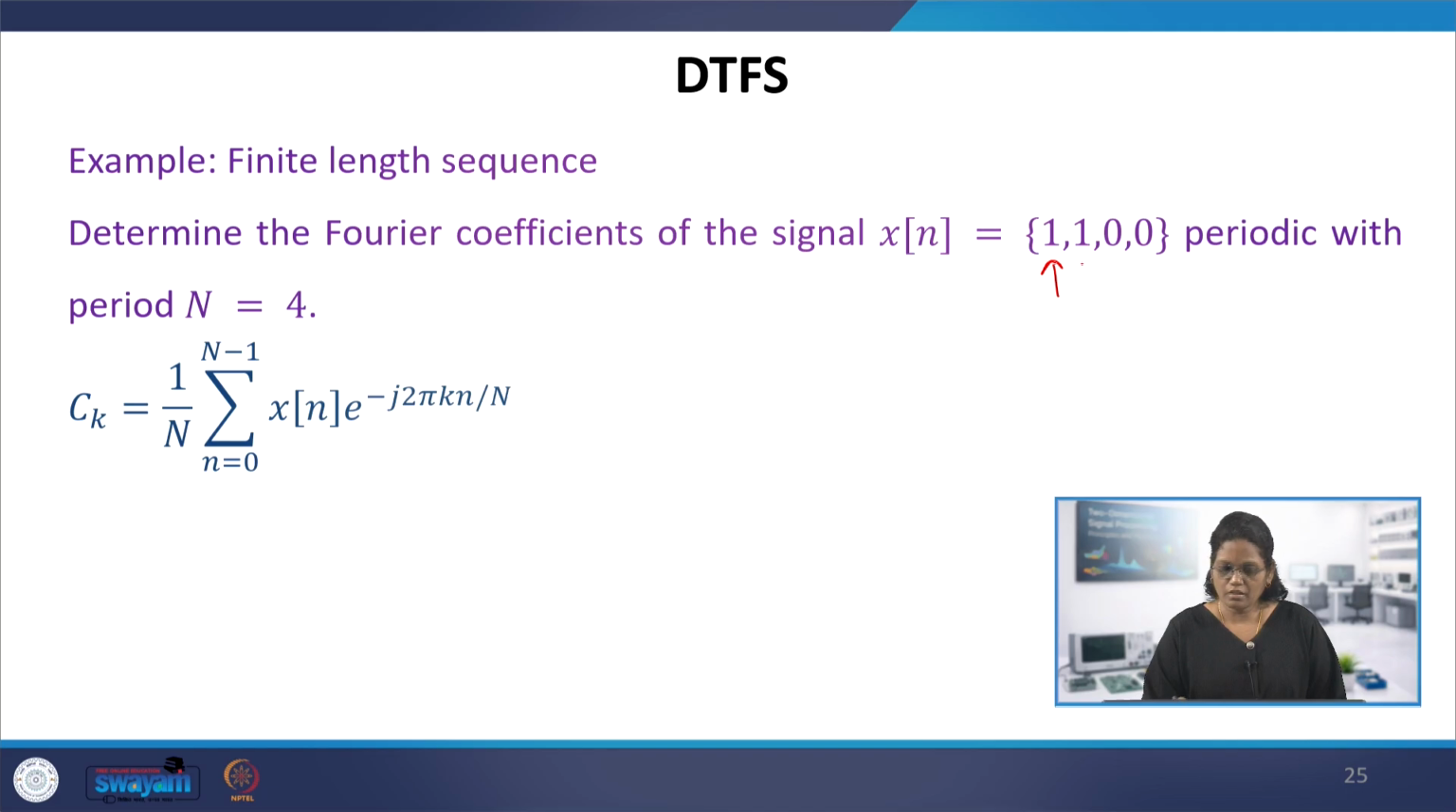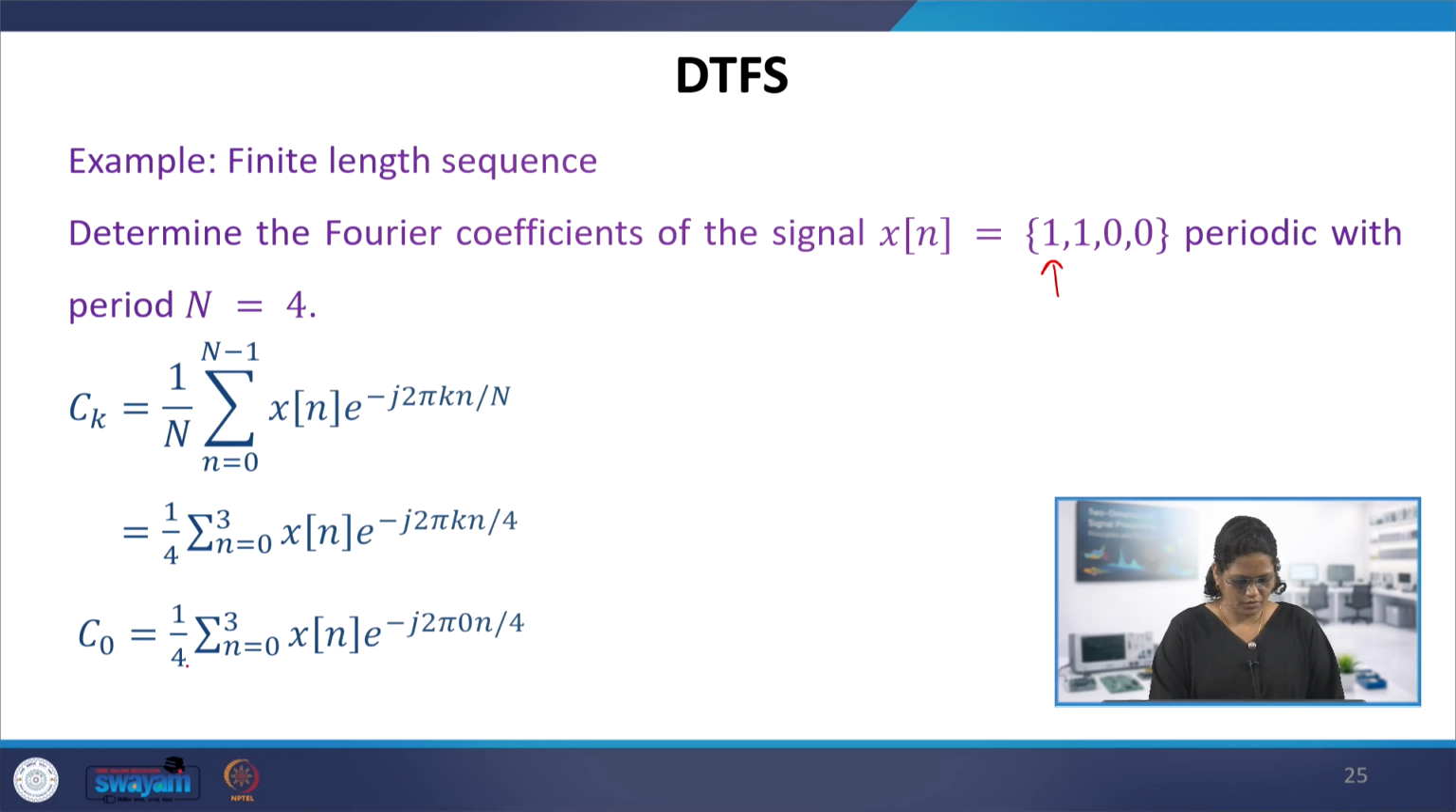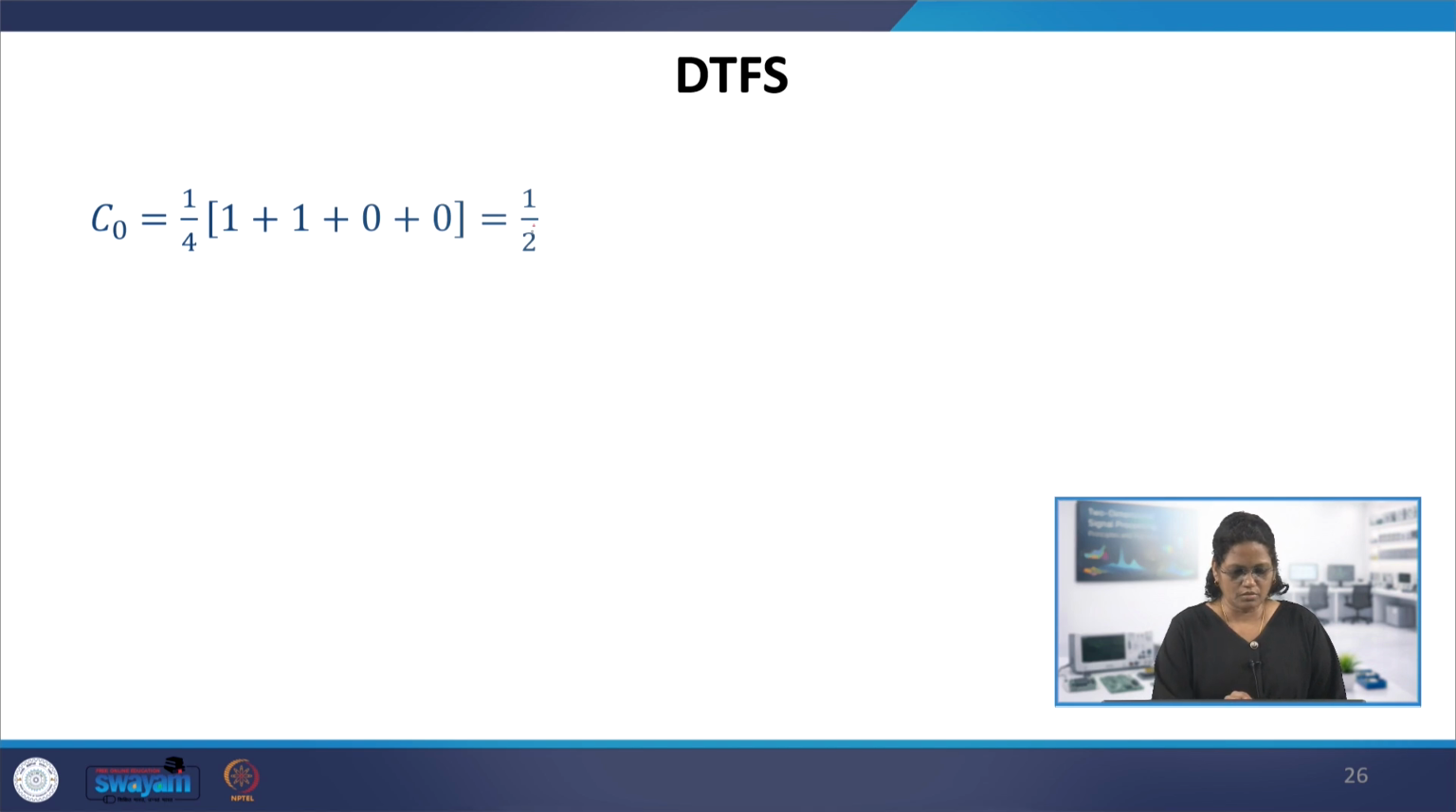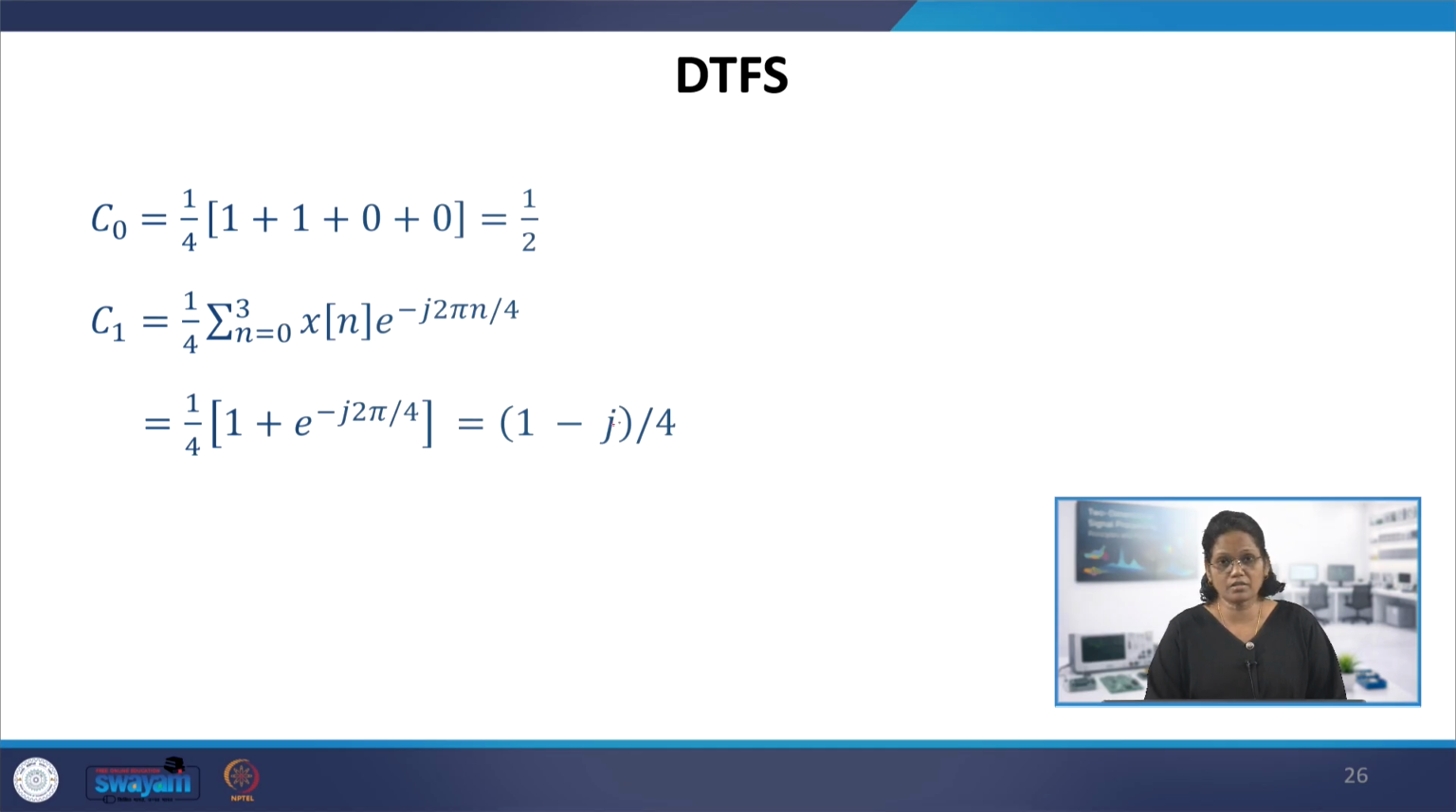So for one period we compute this CK coefficient. So we know this 1 1, these two samples, and other samples would be 0. So 1 by 4, sum over n varying from 0 to 3, and if we expand it, this CK coefficient, C0 gives the value of 1 by 2, and C1 results in a value of 1 minus j by 4, and C2 is 0 and C3 is 1 plus j by 4.